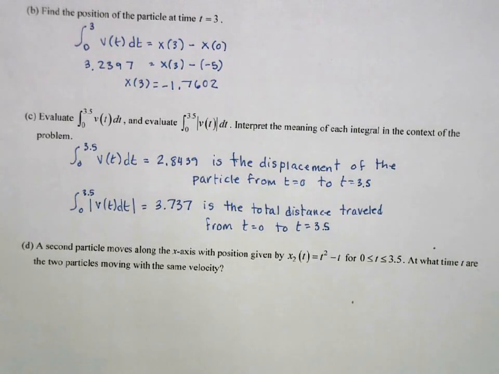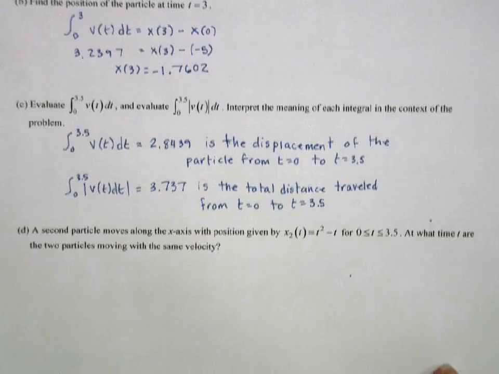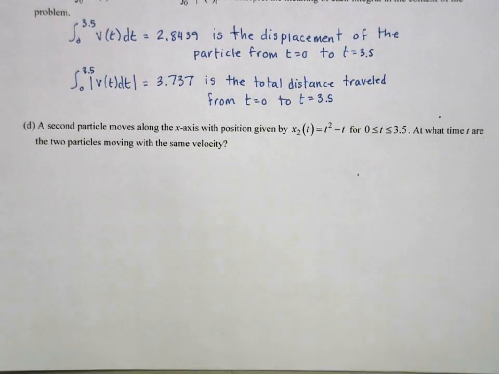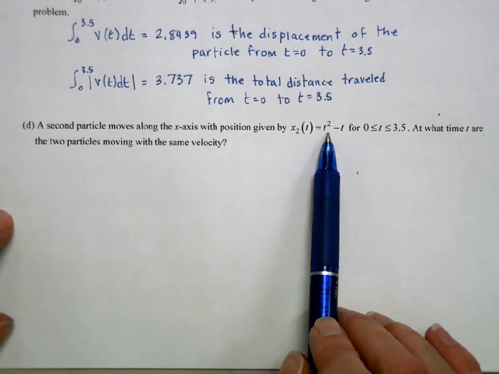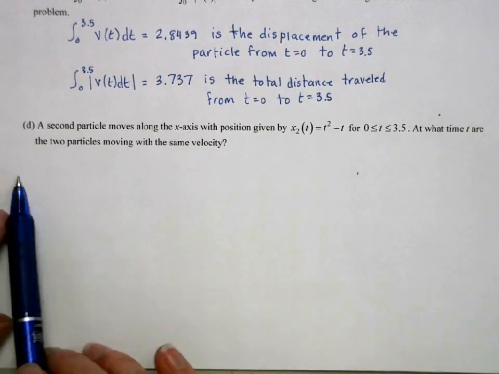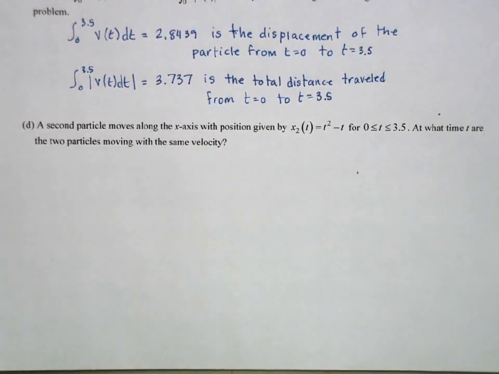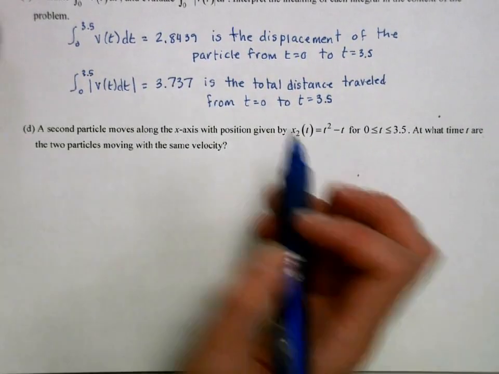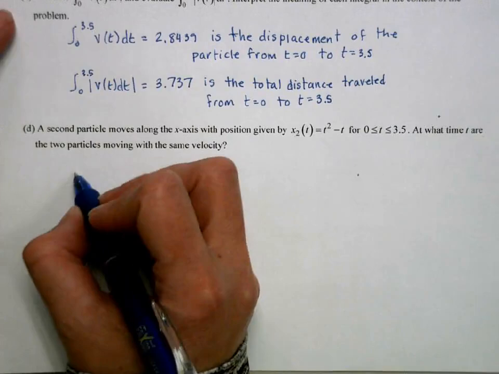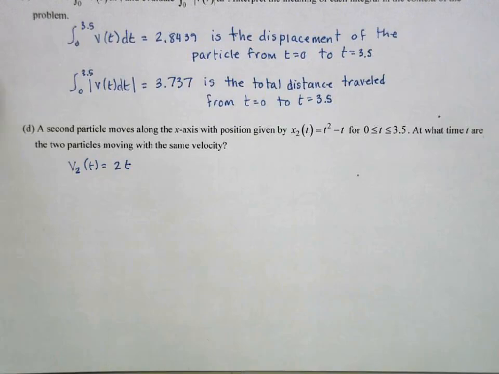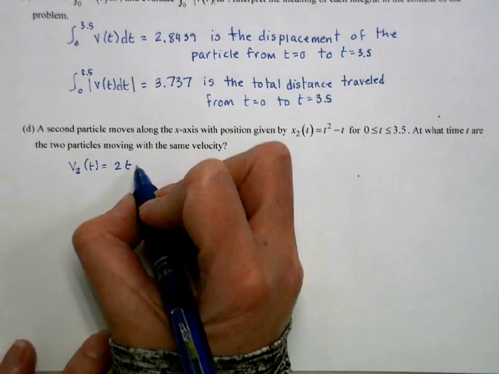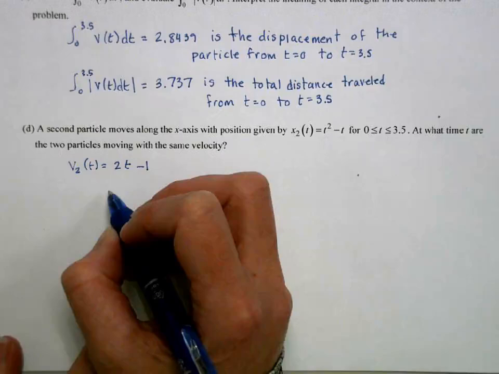Okay, last part of this problem, a second particle moves along the x-axis and is given by position x2 of t is t squared minus t for 0 to 3.5. At what time are the two particles moving at the same velocity? Well, if my position here is this equation, my velocity is going to be 2t minus 1. Okay, so what I want to know is where this equation equals my original given equation.